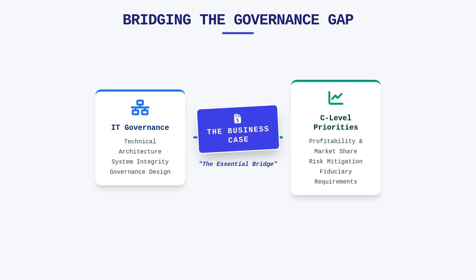A formal business case serves as the bridge between the technical needs of IT and the fiduciary requirements of the organization. If you cannot articulate why an investment in governance directly supports the corporate strategy, you will likely find your initiative stalled or underfunded. This lesson provides the structure needed to construct a professional business case that satisfies the demands of those holding the budget.